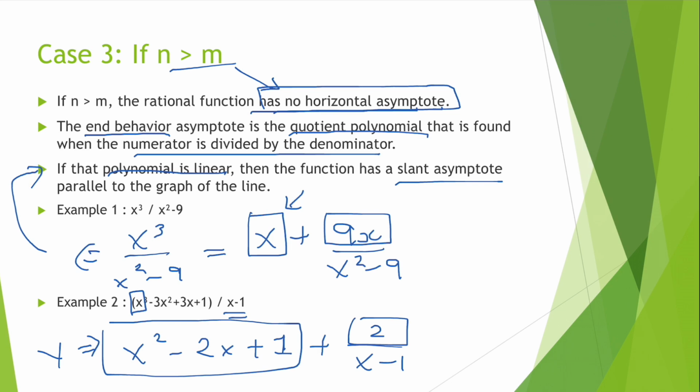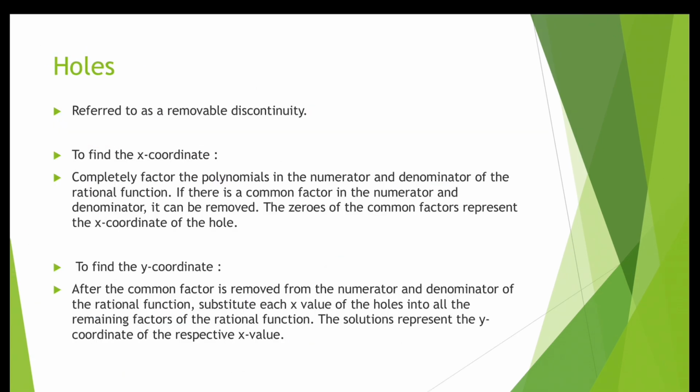So let's move ahead now. What we're going to discuss now is called a hole, and this is very important considering that it is very similar to vertical asymptotes, and people often mess up holes and the vertical asymptote. So I want this to be very clear. It's also called a removable discontinuity. There are two steps: first to find the x-coordinate, and second to find the y-coordinate.